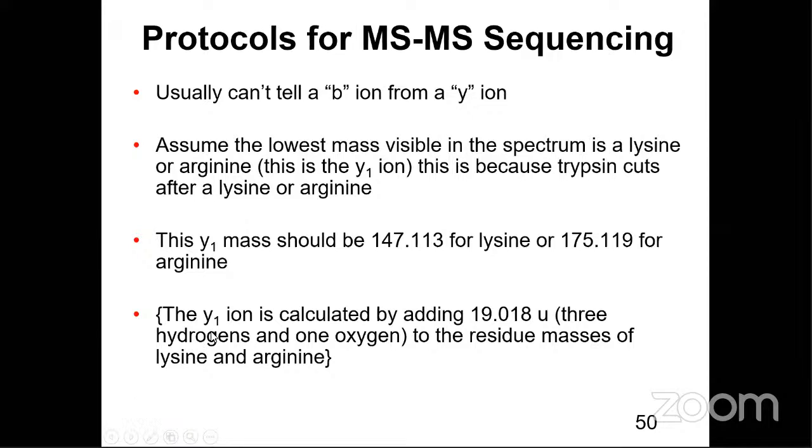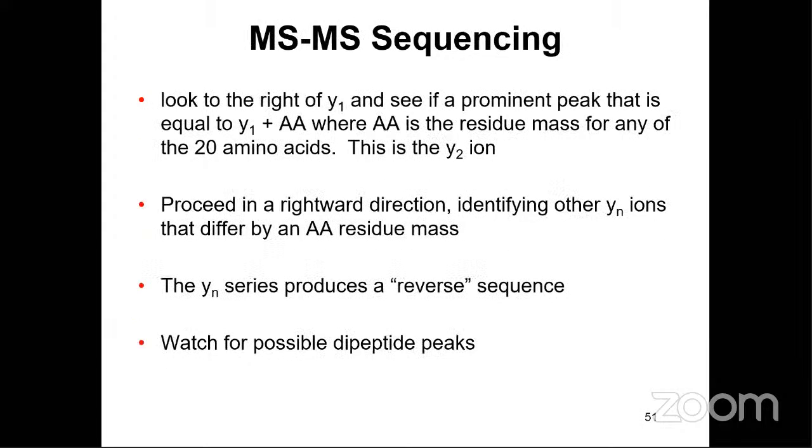So how do you add? The Y1 is calculated by adding 19.018, that is 3 hydrogens and 1 oxygen, to the residue masses of lysine or arginine. So we expect them to be the lowest. Once we identify the lowest, we can slowly build up moving towards the right. Look to the right of Y1 and see if there is a prominent peak that is equal to Y1 plus AA. AA will be the mass of any of the 20 amino acids. So if you have a table of amino acid masses, you add it to the Y1 and see if there is a peak corresponding to that.